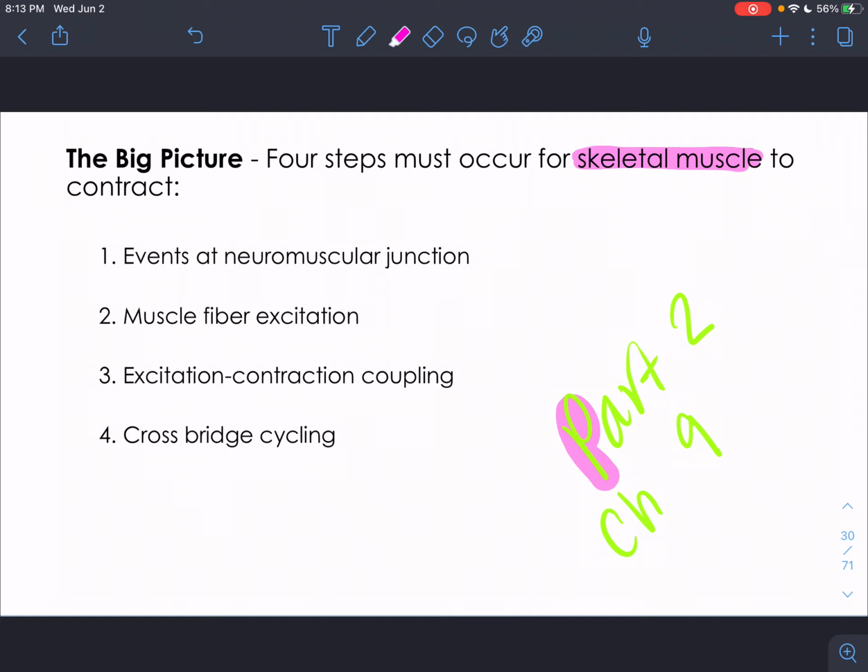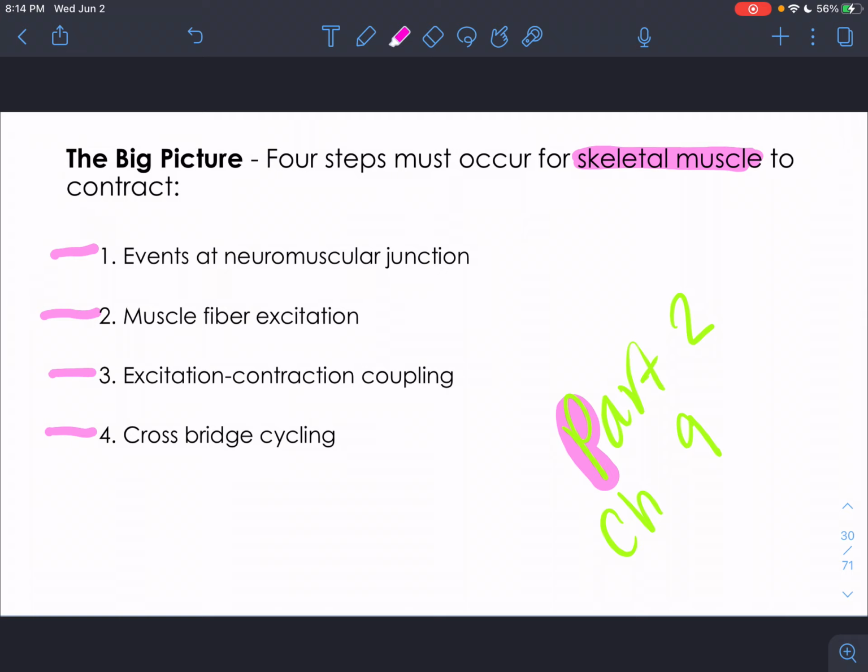Okay, so the big picture of what we're going to cover for physiology: we can divide the muscle contraction into 4 steps. The first is the events at the neuromuscular junction. Then we can talk about muscle fiber excitation, excitation-contraction coupling, and then cross-bridge cycling. We're going to be talking a lot about different anatomical structures and features of the muscle, so it's really important that you have a good basis of understanding of these features.